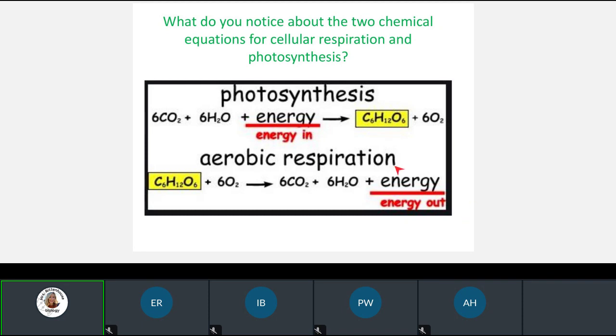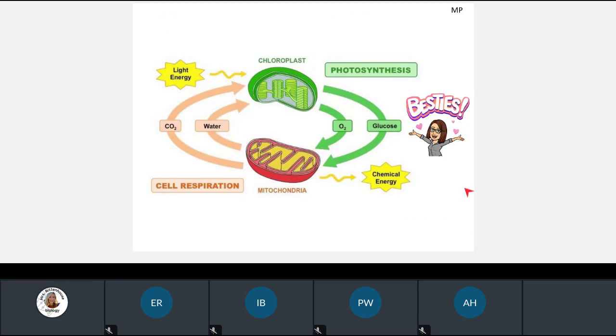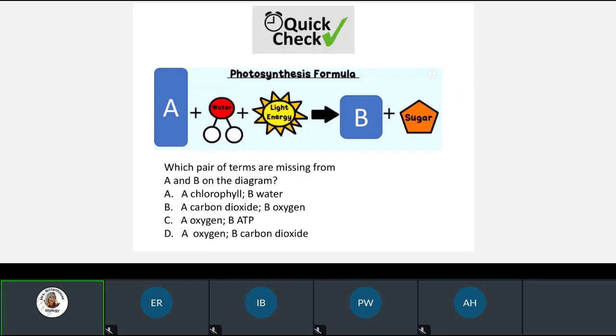All right, so that is an important observation to make: why does life and balance work so well in nature? That's because we are exact opposites, all right? They're besties. What we need is what the plants give off, and what the plants give off is what we need. And so this creates a really nice harmony. Let's do a quick check.